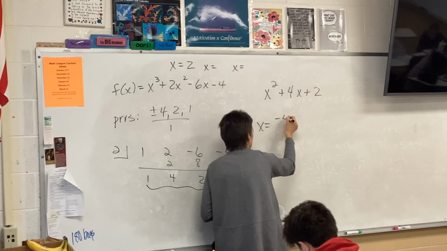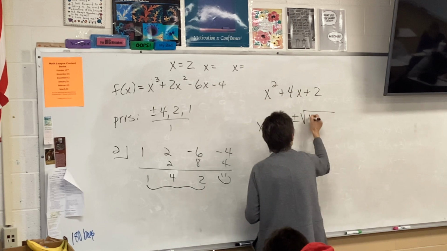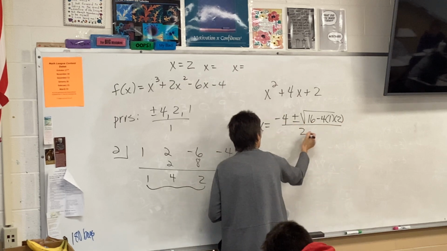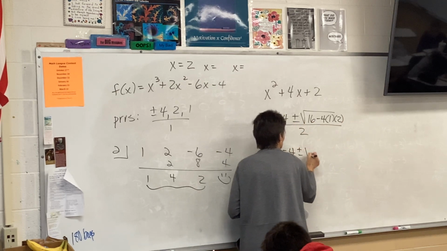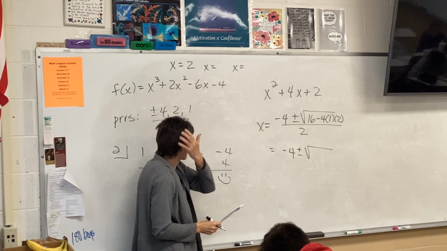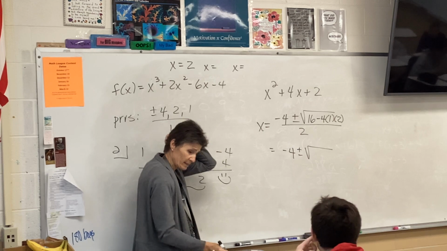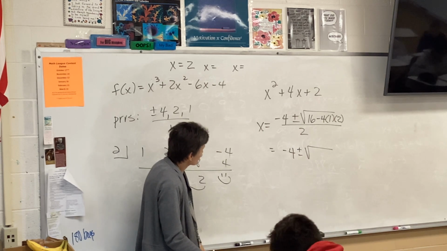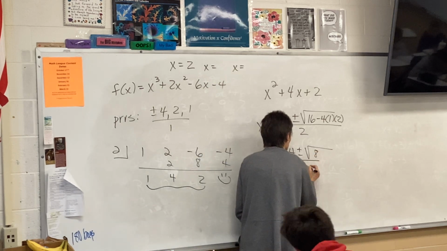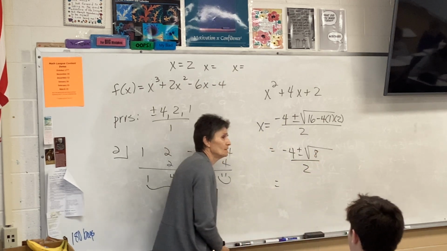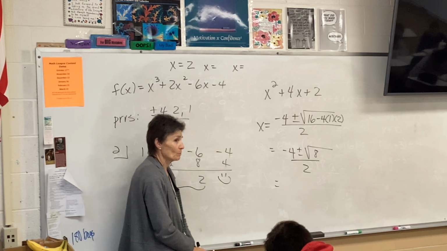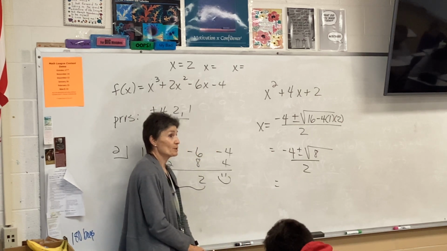So x equals negative b plus or minus the square root of b squared minus 4ac all over 2a. A is 1, B is 4, C is 2. Just plug it in. Here we go. What's under there? 16 minus 8, 8. Don't you dare try to cancel anything. Can't cancel. What can we do though? We have to reduce our radical.